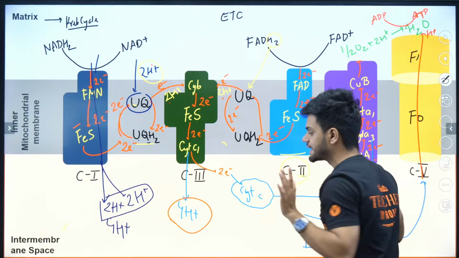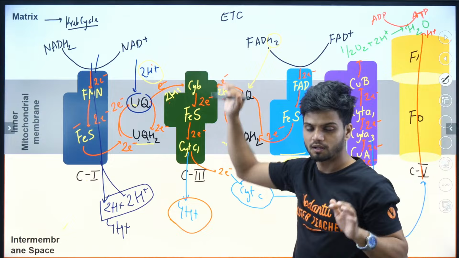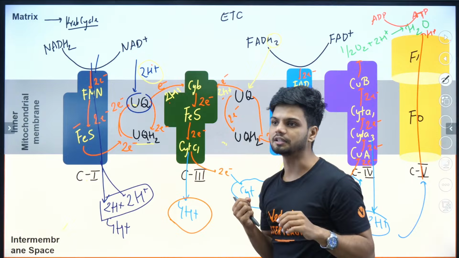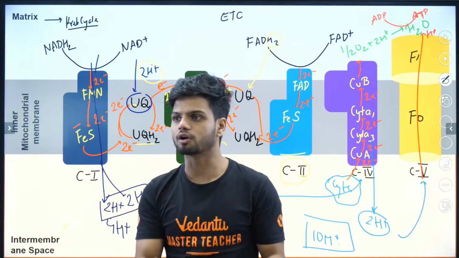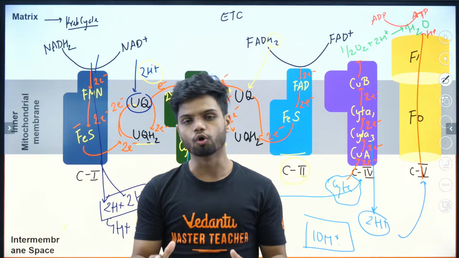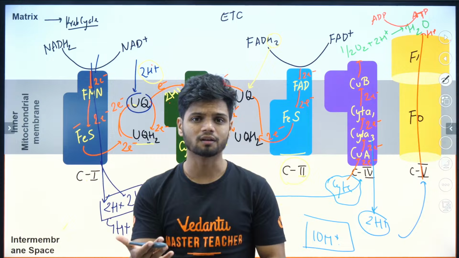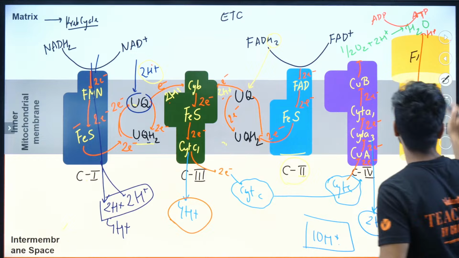Because there is no NADH working here, there is no FADH working here. Electrons and protons are being sent to your complex 3. Clear? Augustine, clear? Is that concept clear? Does anyone have any doubt in the electron transport chain, students? If you're not understanding it in one go, take your time. Write this down and watch the video over and over again until you understand the electron transport chain. Okay? Clear?